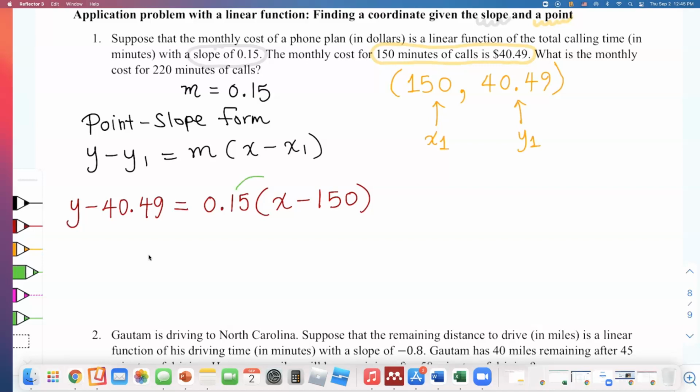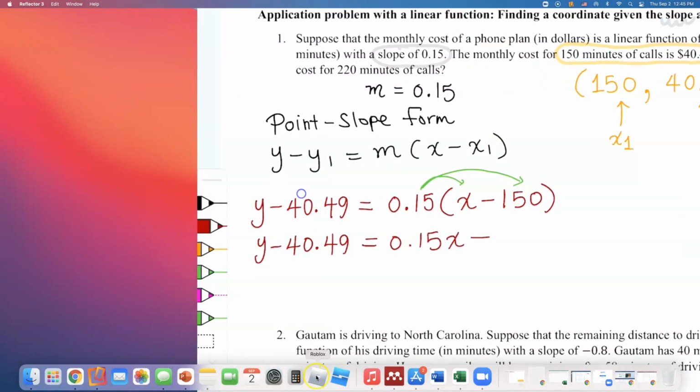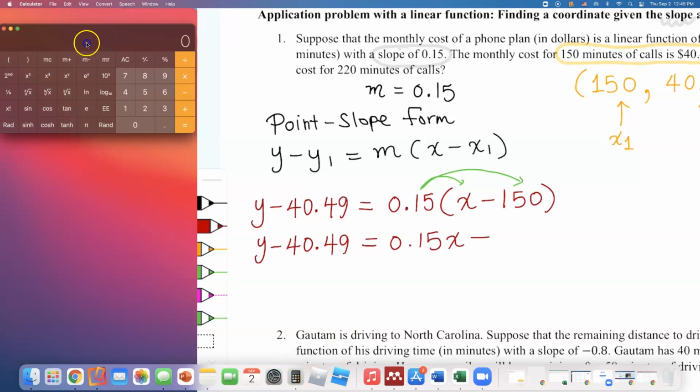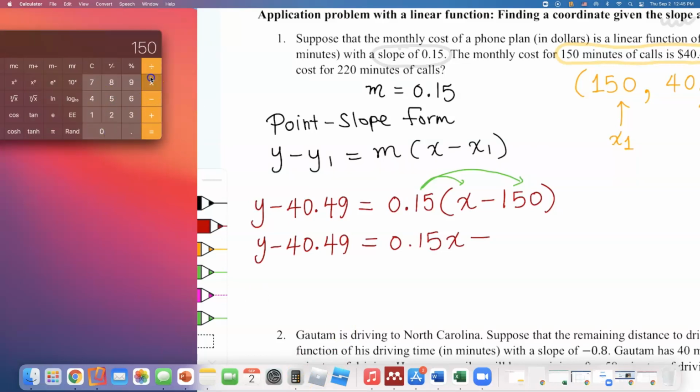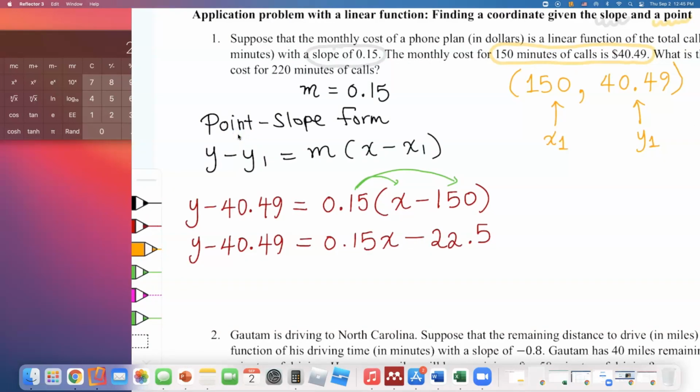So if I distribute this 0.15, I'll get y minus 40.49 equals 0.15x minus, I need to multiply. Let me get my little calculator open. I'm multiplying 150 times 0.15, and that is 22.5. Lastly, I should add 40.49 to both sides, plus 40.49.